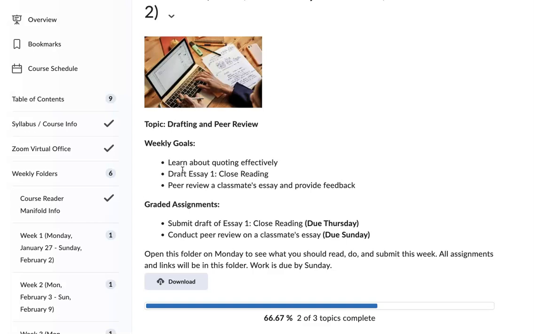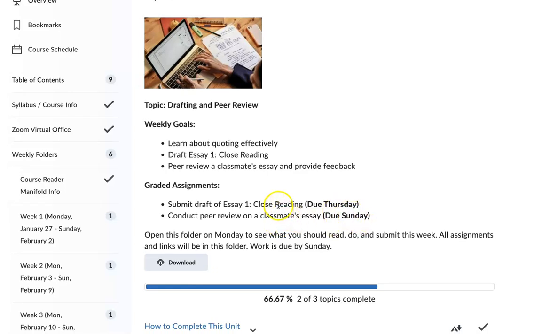So this week the due dates are a little bit different. Usually we only have work due on Sunday, but this week I'm asking you to submit a draft of essay 1 to the discussion board by Thursday, and then conduct a peer review on a classmate's essay by Sunday.